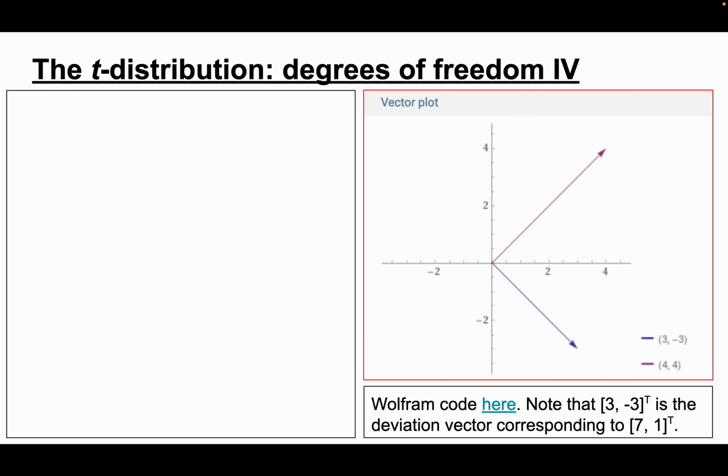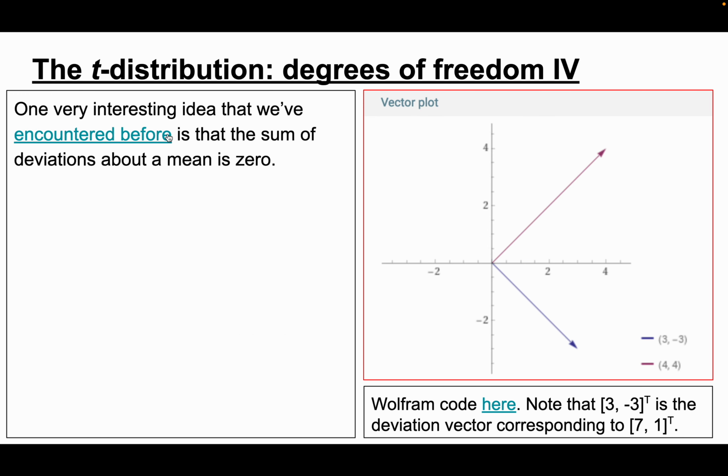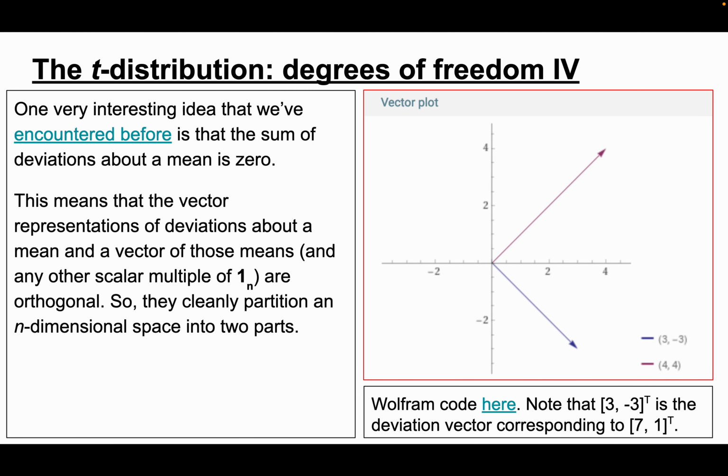Okay, so how do degrees of freedom play out in this circumstance? Well, one very interesting idea that we've encountered before is that the sum of deviations about a mean is 0. So what that means is that the vector representation of deviations about a mean and a vector of those means, so a vector that's got the same score, which is a mean for every person, are orthogonal, and that vector of deviations is also orthogonal to any scalar multiple of the one vector. That's what this means, the vector that's all one. So for instance, here's the vector 4, 4, but this is just a scalar multiple of the vector 1, 1. It's the vector 1, 1 multiplied by 4, where you multiply every component. So that's scalar multiplication, not matrix multiplication.